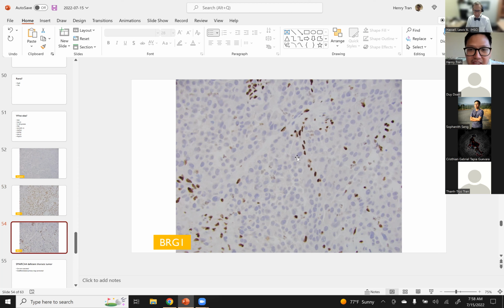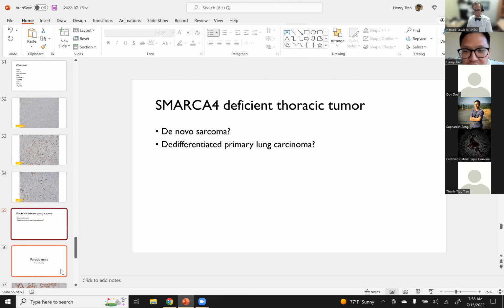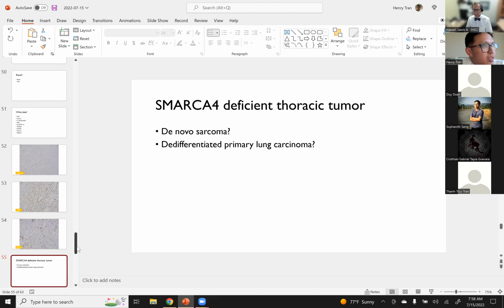So this ended up being negative. You can see nice internal control there. So this actually ended up being a SMARCA4-deficient thoracic tumor. So there's some debate whether or not these are de novo sarcomas or actually some variant of a differentiated primary lung carcinoma. They both behave pretty poorly. I think carcinoma does worse.